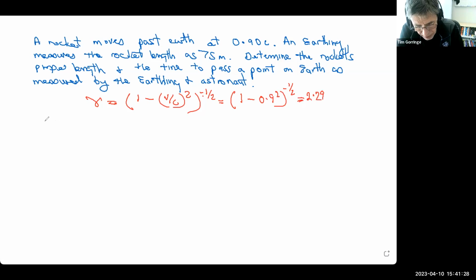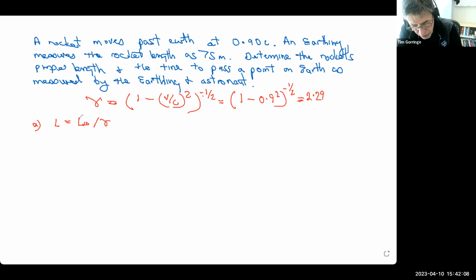Now we can go on and calculate the quantities that we're asked to figure out. We knew the contracted length. We want to figure out the proper length, and then we're going to calculate the dilated time and the proper time. So firstly, for the proper length, the relationship between the contracted length that's measured by the Earthling who sees the rocket moving, and the proper length that's seen by the astronaut who sees the rocket stationary, is this little relationship here.